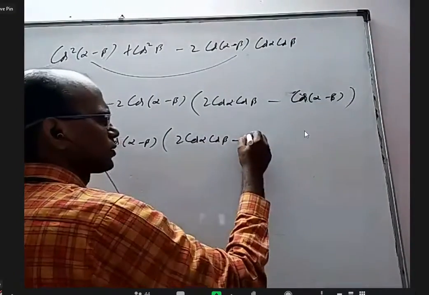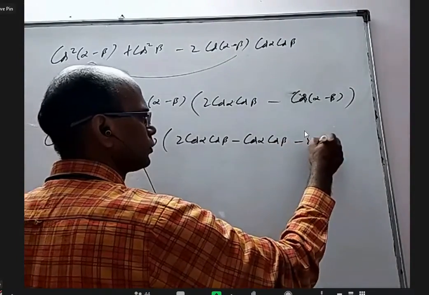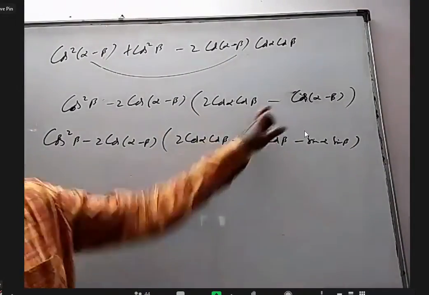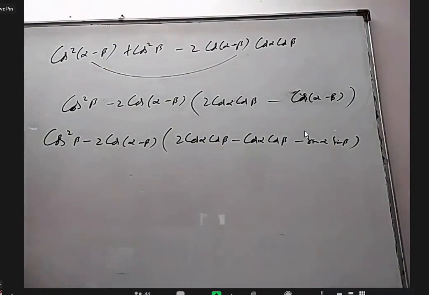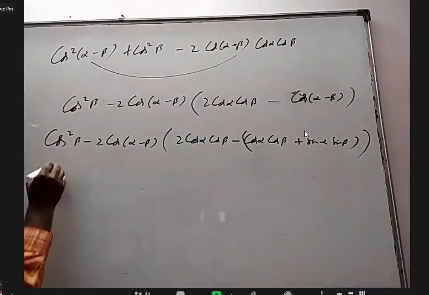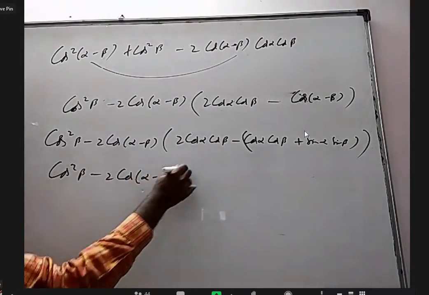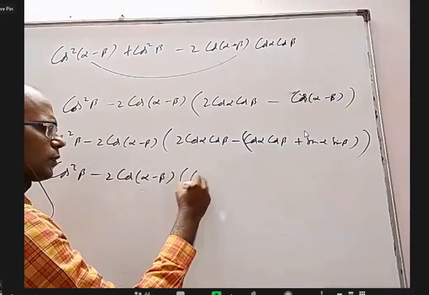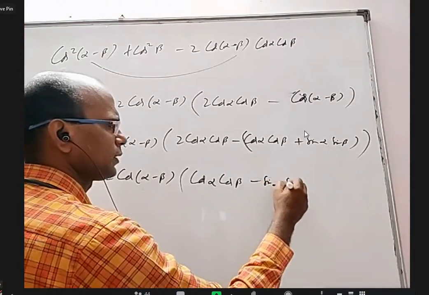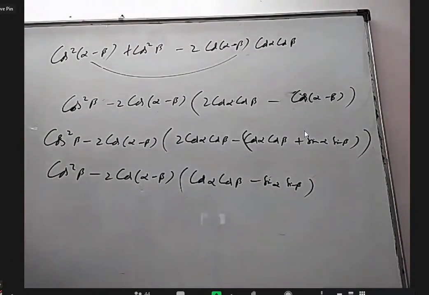If you expand this, you'll get cos alpha cos beta plus sin alpha sin beta. Cos(A minus B) is cos A cos B plus sin A sin B. Because of this minus, it belongs to both. Otherwise, you can write like this and put a plus. Cos square beta minus 2 cos(alpha minus beta). This and this, if you subtract, you'll get cos alpha cos beta minus sin alpha sin beta. Cos A cos B minus sin A sin B is cos(A plus B).